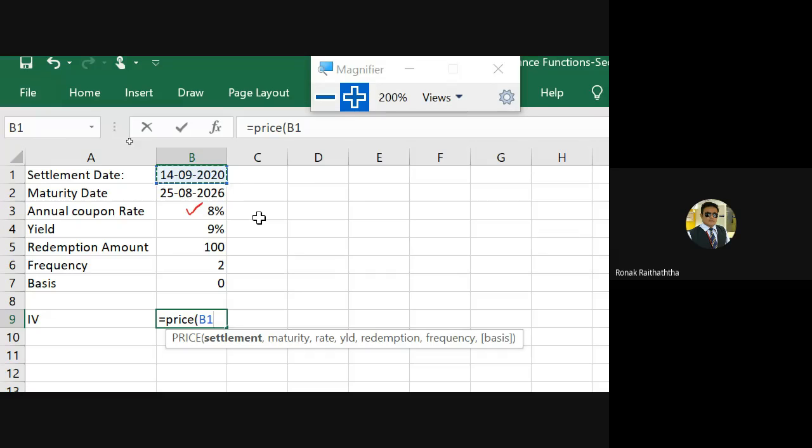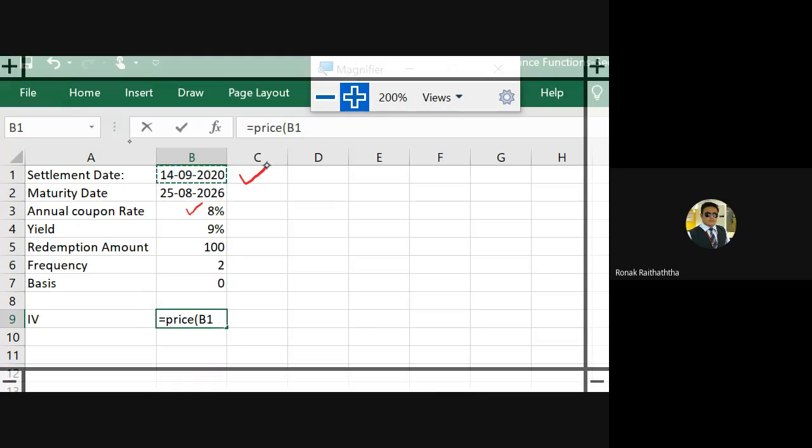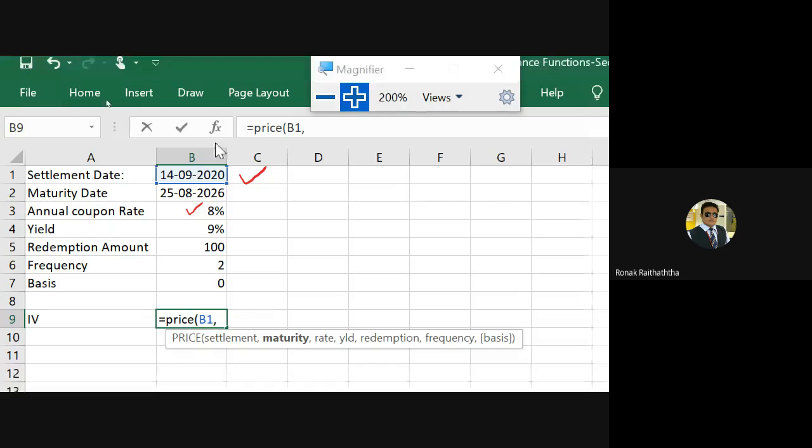Now this must be in a date format. Do's and don'ts about this: this must be in a date format. If it is not in a date format, you will not be able to fetch the answer. So please check that it is properly inserted in the date format only. Then, pressing the comma, maturity date. So I'm selecting the maturity date in this case, that is 25th of August 2026, comma.